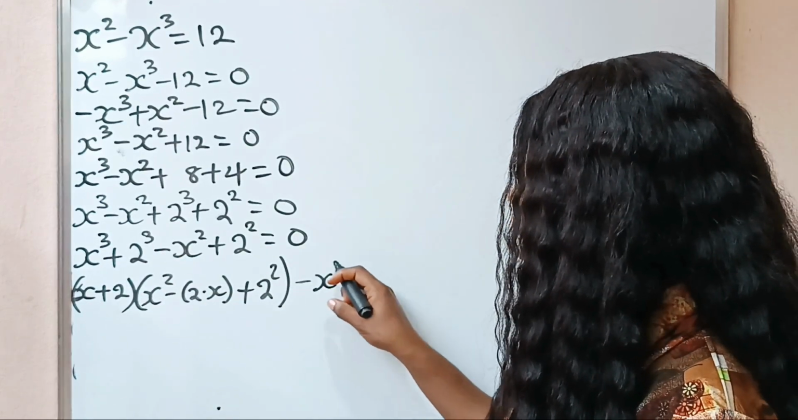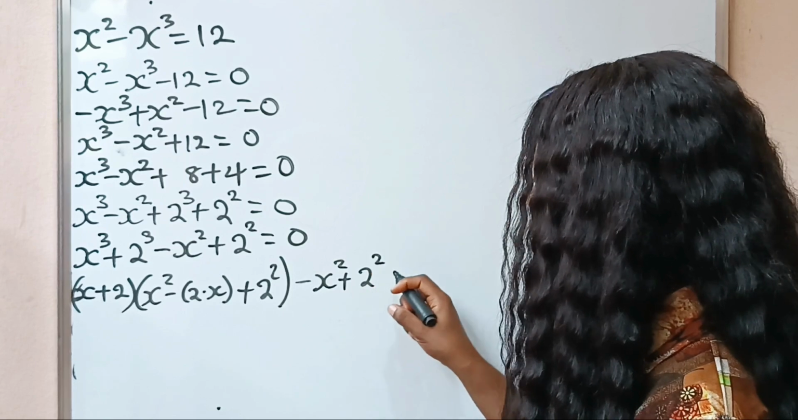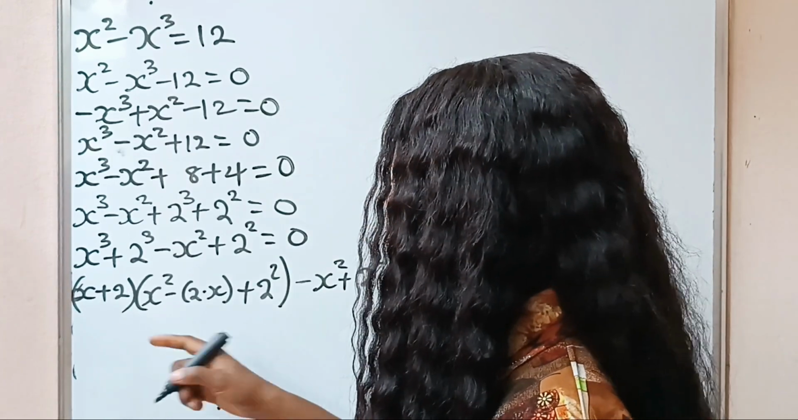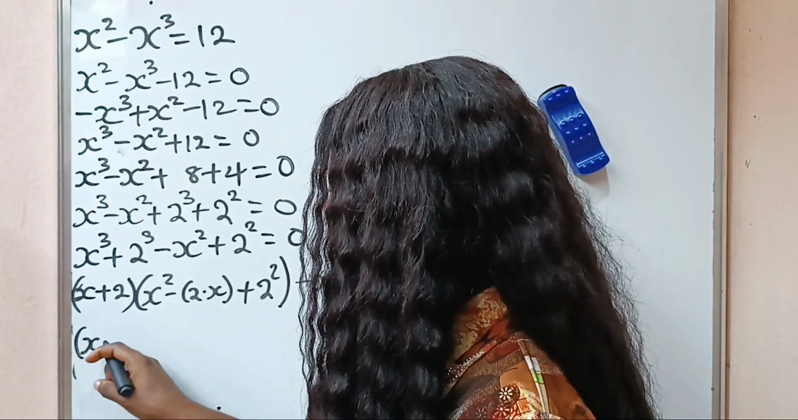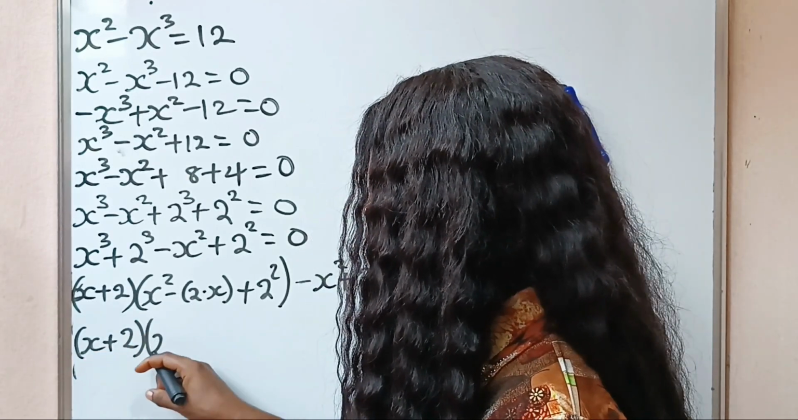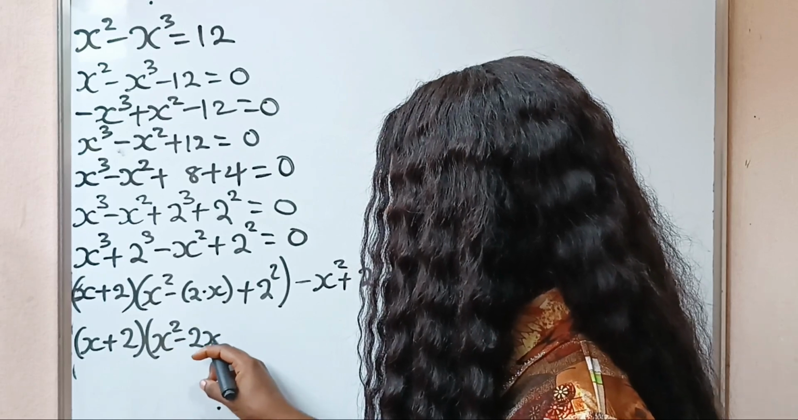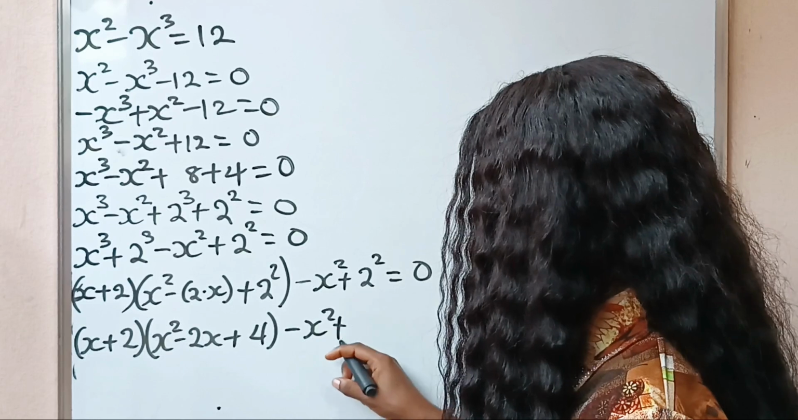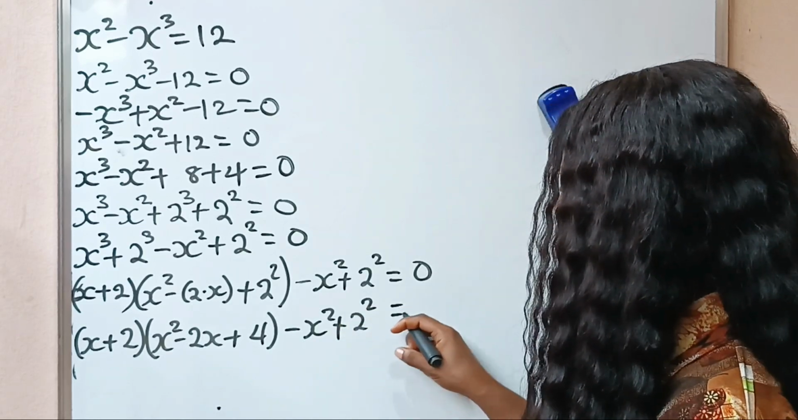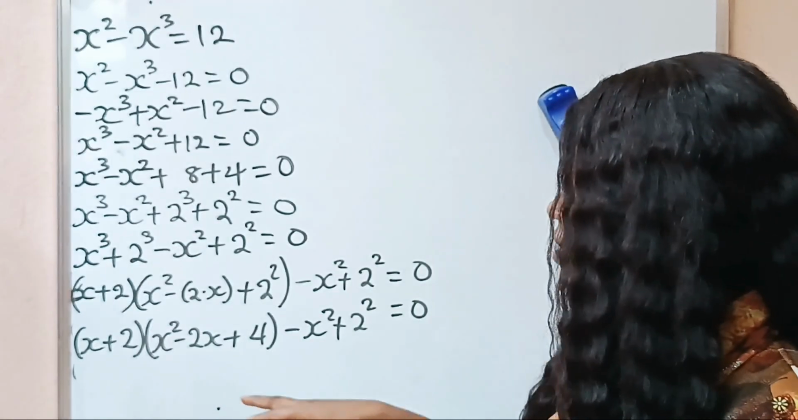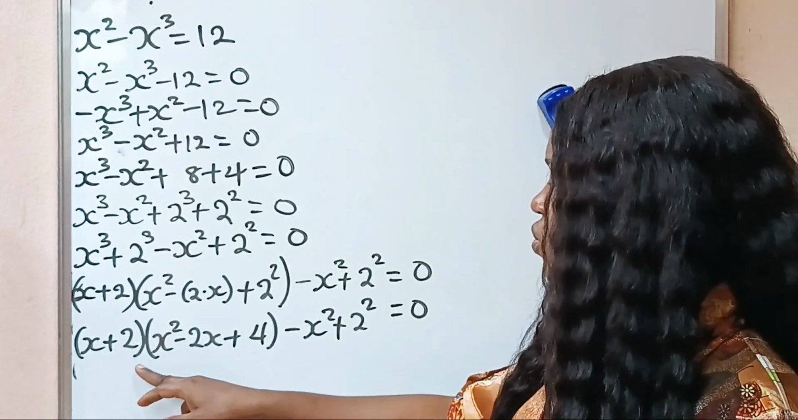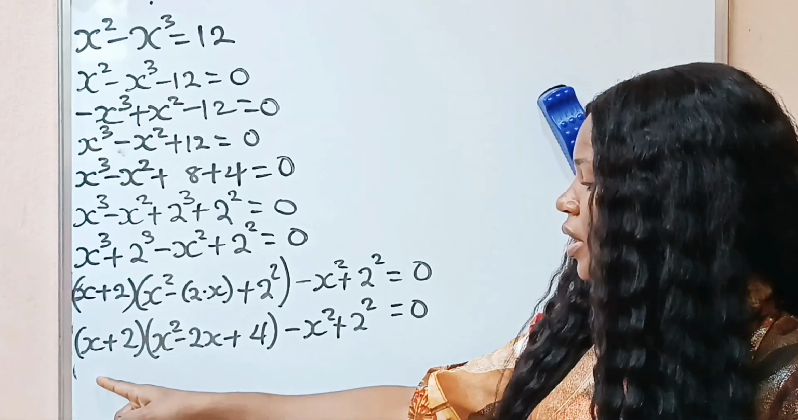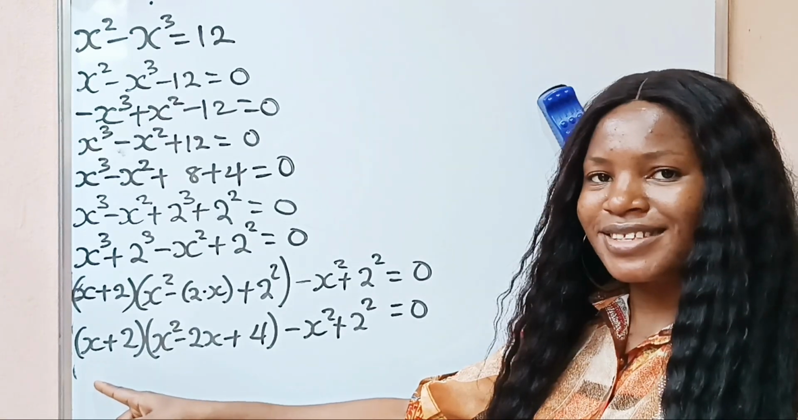Then minus x squared plus 2 squared is equal to 0. All right. Now, this is what we have. We have x plus 2 multiplied by x squared minus 2x plus 4, then minus x squared plus 2 squared is equal to 0. Now I'm seeing something. We have x plus 2 here. Let me try to make this, all right, to look like this. Is it really possible? Yes, I think it is.